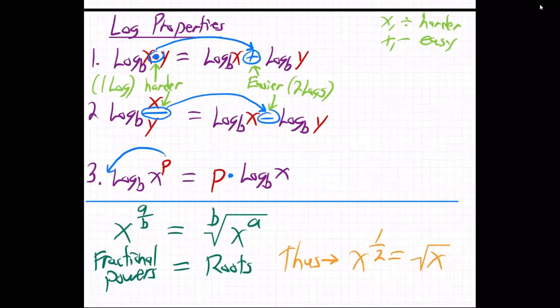So the first two log properties basically take harder operations for one log. For one log, you have the harder operation of either multiplying or dividing, and then it's equal to the easier operation for two logs. It's like the old saying, I'll write it over here: two logs make the operation easier, right? Two logs make the job easier. Like if you have one person doing the job, two people make it easier.